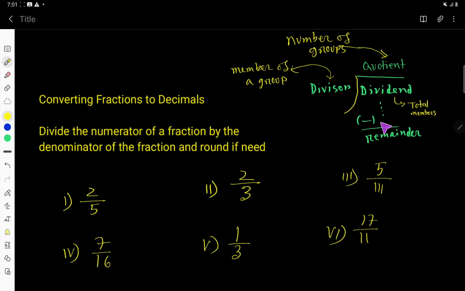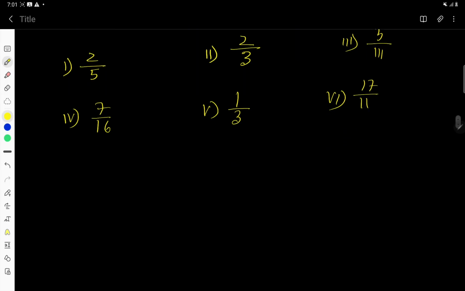This is the ideal representation of long division. Look at this picture. So let us convert this first fraction to decimal. We have to divide the numerator 2 by the denominator 5. Here 2 is a whole number, so you can express any whole number as a decimal like this. You just have to put a decimal point at the end of the number, then you can add any number of 0s according to your need, right?